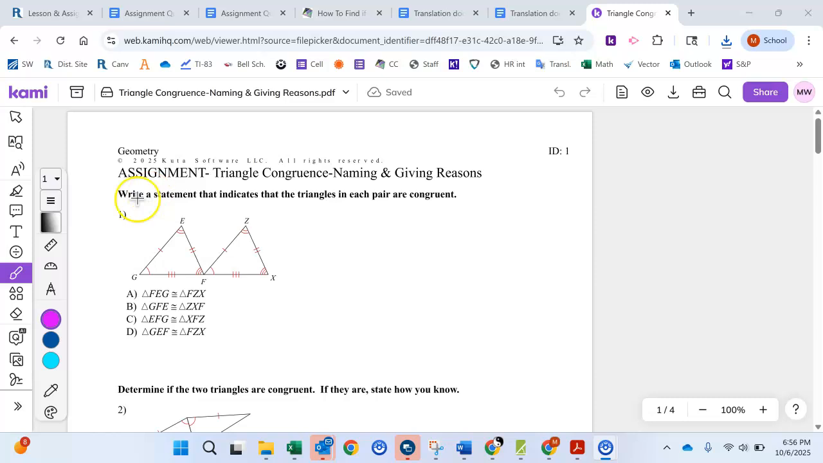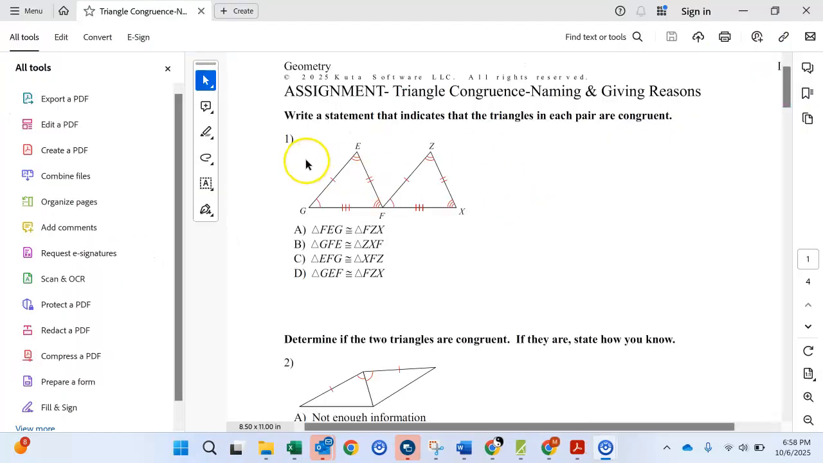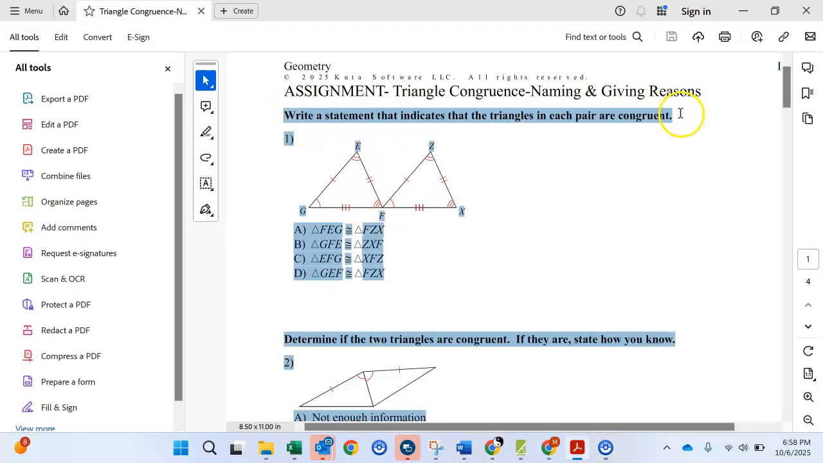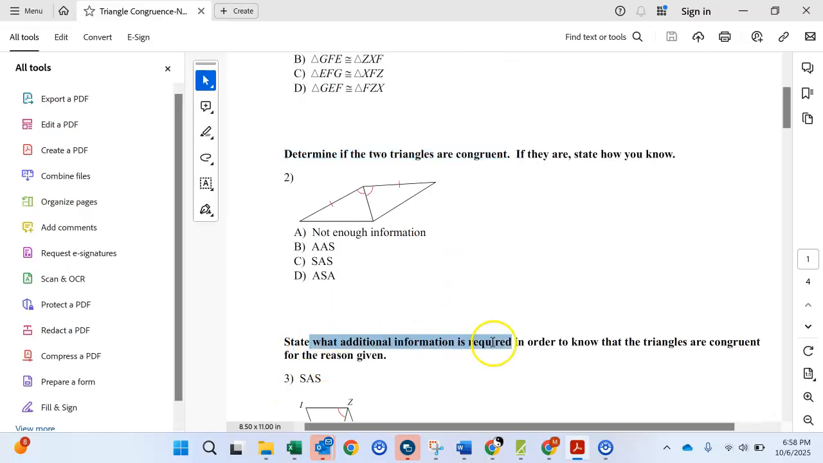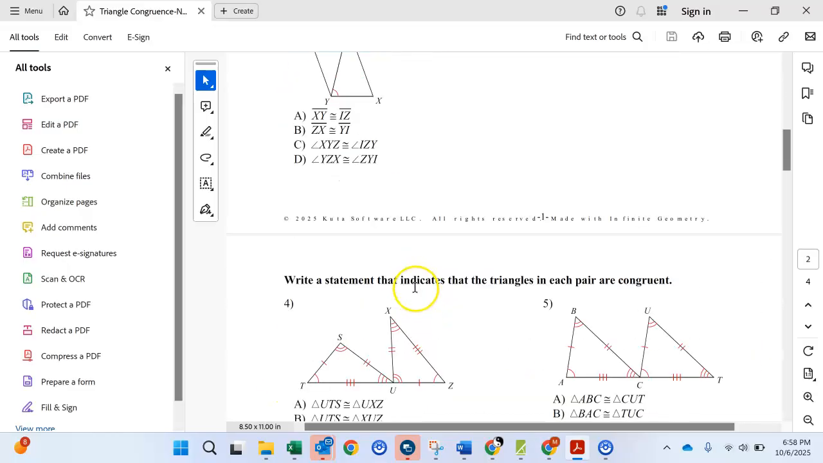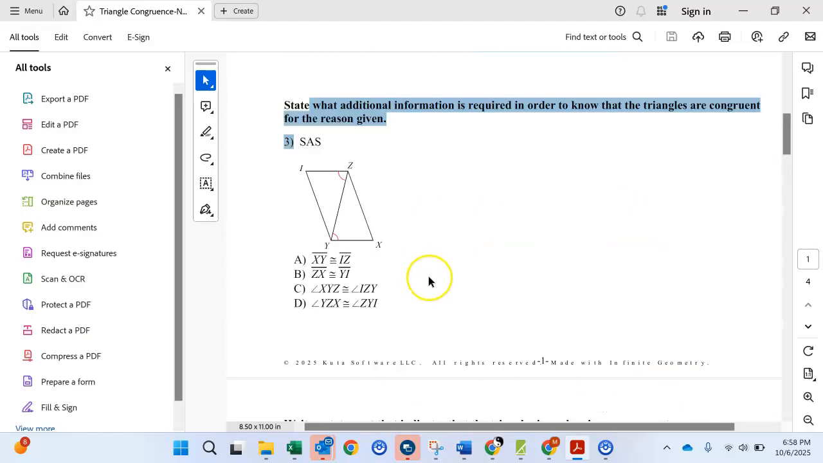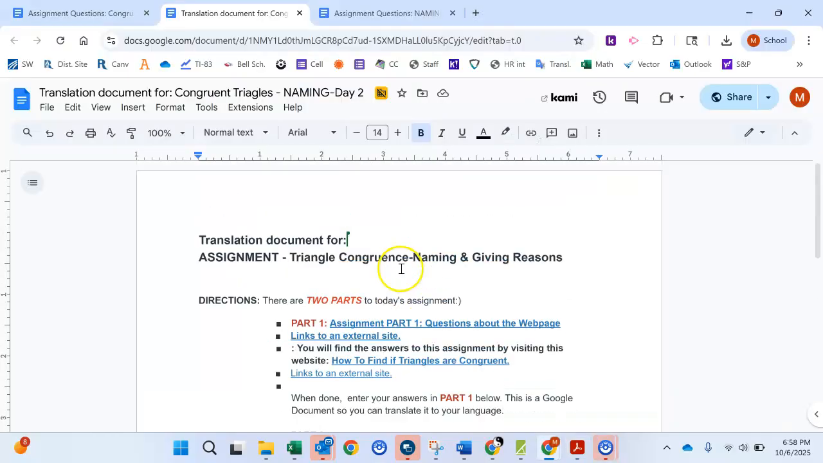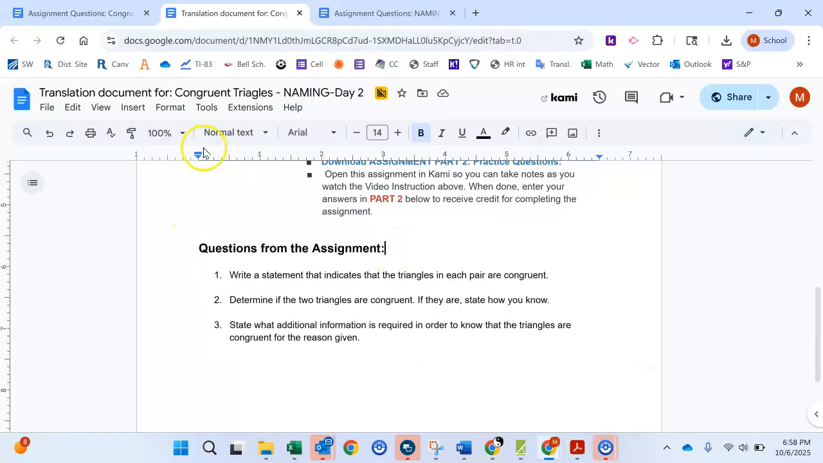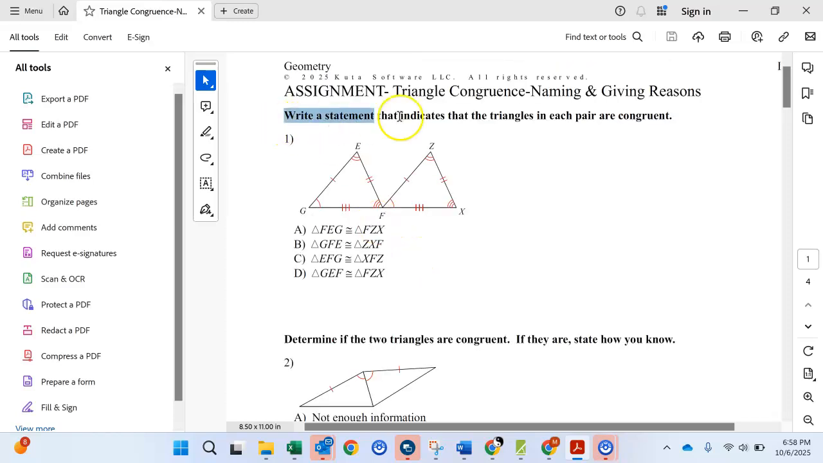I'm going to put these in a translation document. On this assignment, there are 3 types of questions. Question 1, this is what it's asking. Question 2, this is what it's asking. And question 3, this is what it's asking. And then all the other questions are reviewing those. They're the same questions. So if you need a translation, I put the questions into this translation document over here where it says questions from the assignment. So this right here is the same as number 1 there. Make sure you translate it so you can understand it, okay?